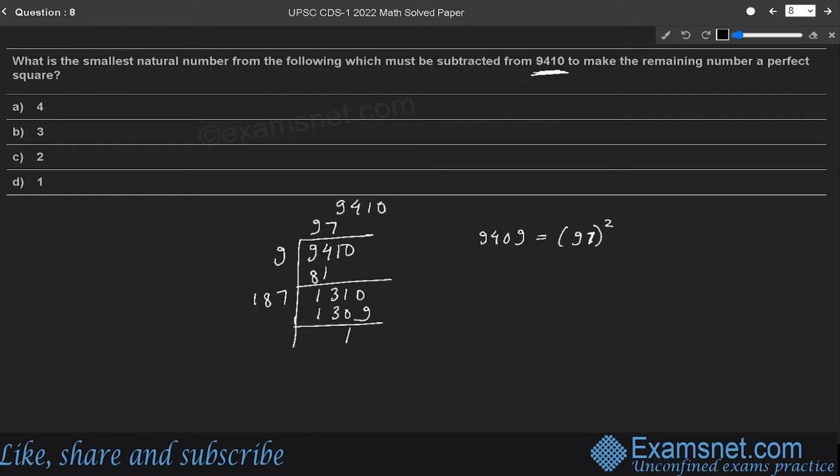Therefore, the smallest natural number which must be subtracted from 9410 is 1 because 9410 minus 9409 is equal to 1. Therefore, the required answer for this question is 1. So, the correct option is option number D.